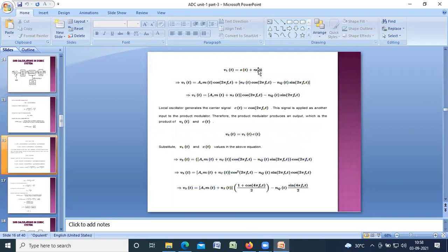See, V1 of t is equal to s of t plus n of t. The standard equation of your double sideband suppressed carrier, and the second one is your noise signal. And we already know the noise signal has an in-phase component and a quadrature component. Put all the values here, then rearrange the terms, you will get this. Do it fast.